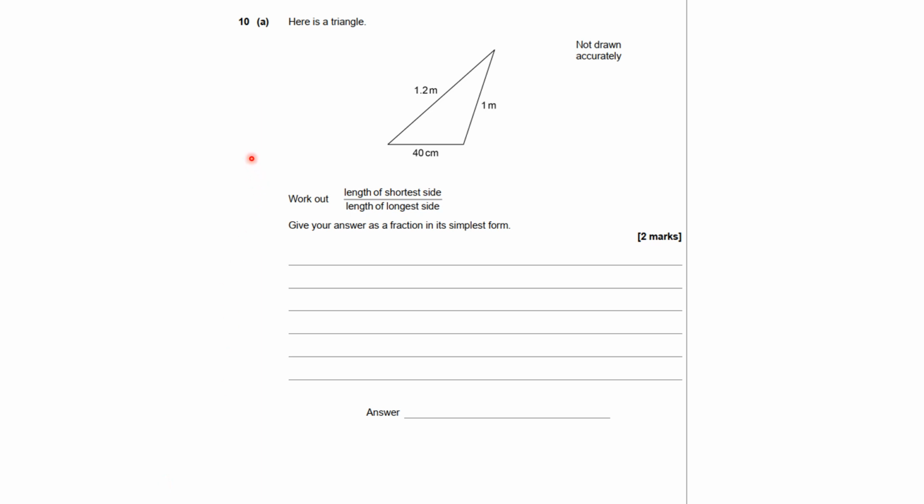So we've got a triangle question. Here is a triangle. It says it's not drawn accurately, so we don't need to worry about that. One side's 40 centimetres, another is 1 metre, and the other is 1.2 metres.